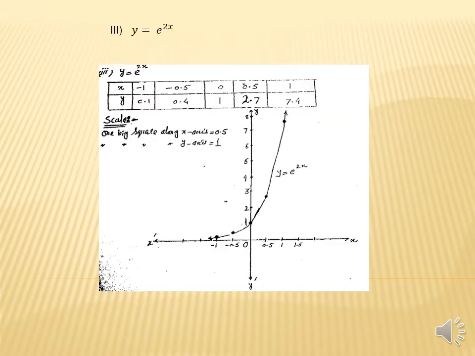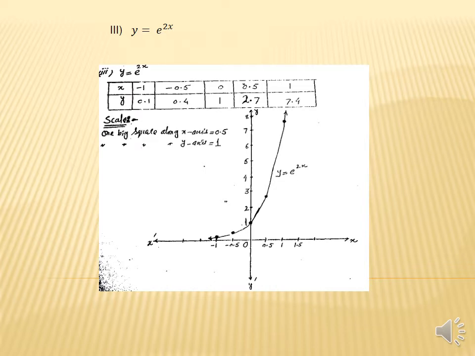Now students, our next graph is the exponential function. Students, always memorize this: exponential is the only function which is always in increasing order. So if we put minus 1 in the exponential, it gives the value 0.1. Similarly, if we put minus 0.5, then it gives 0.4. Then if we put 0, it will give 1. Similarly, if we put 0.5, it will give 2.7. Then if we put 1, it will give 7.4.